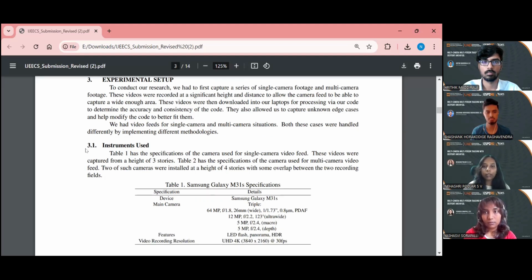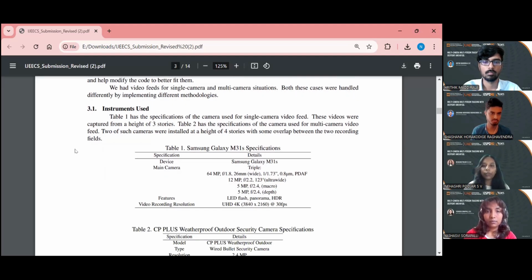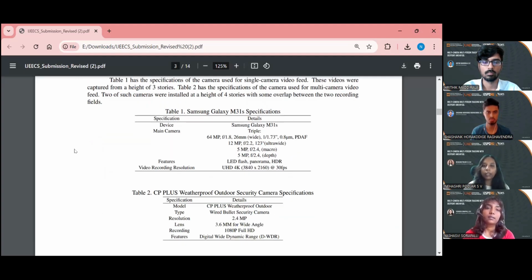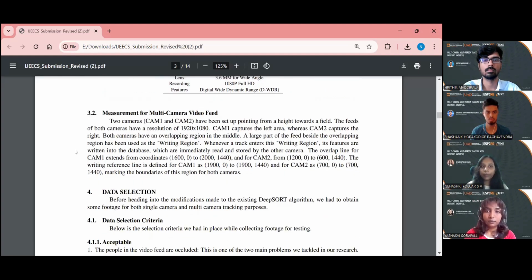Table 1 represents the instrument or device that was used for capturing the videos for single camera instances, and Table 2 represents the cameras that were used for capturing videos for multi-camera instances. Two of these cameras were installed at a height of 4 stories. The two cameras, let's say named Cam 1 and Cam 2, were set up at a point of height towards the field.